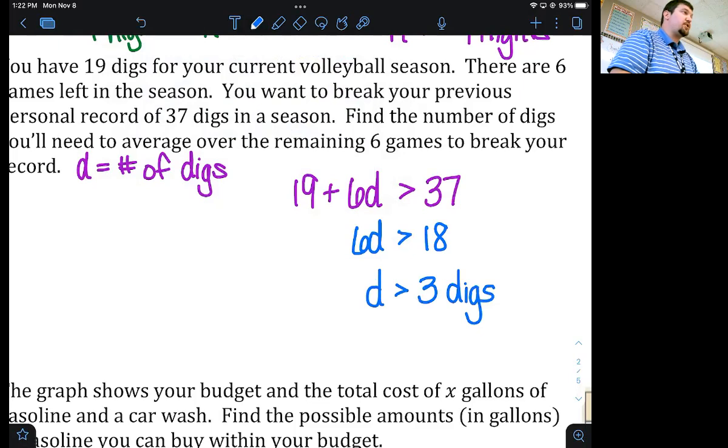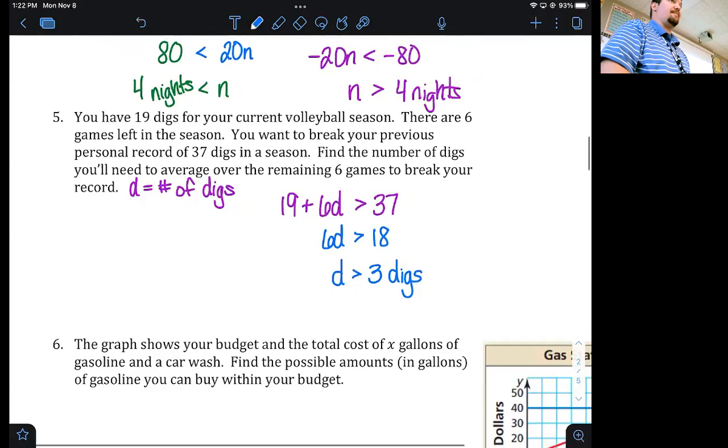So if you average more than 3 digs per game, you will break your record. If you average exactly 3 digs per game, you will tie your record. I know that's not what you're wanting to do. So in one of the games, you're going to have to get more.